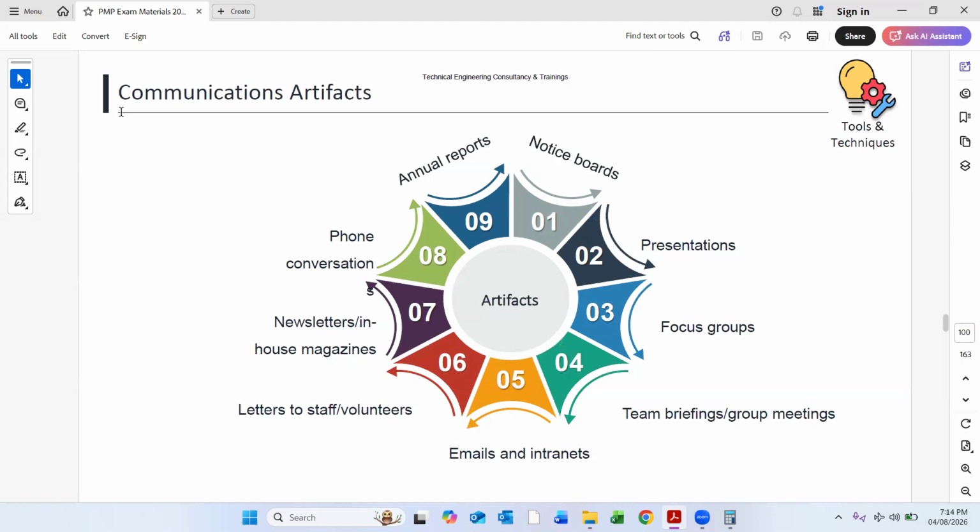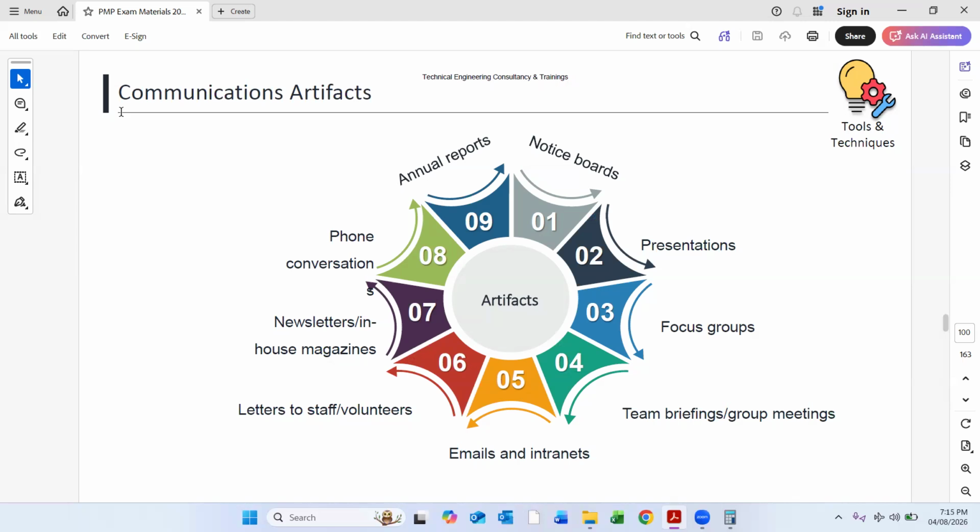Usually in communications, they also say which type of formal communication you should be using, like English or maybe Arabic, and what should be the style of the communication, what should be the communication distribution metrics. So these are all part of the communication management plan.